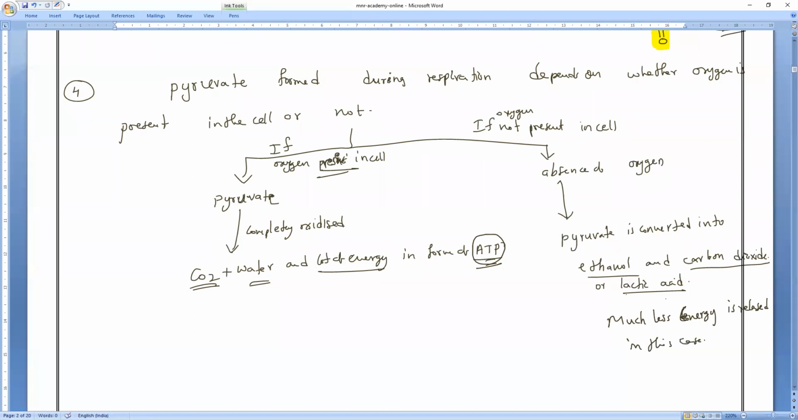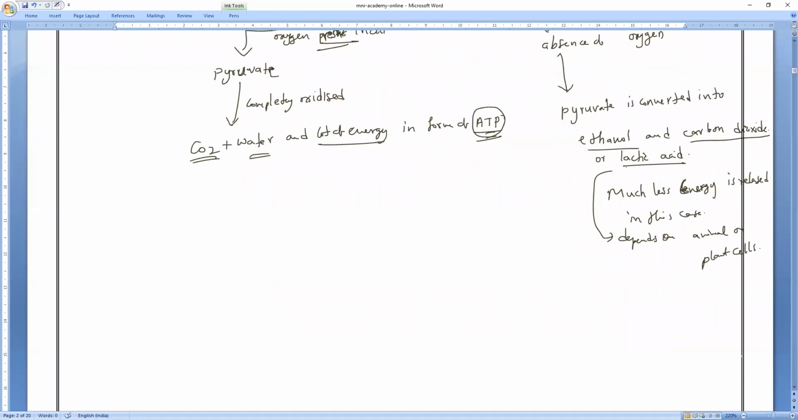Yes, sir. But remember, ethanol and carbon dioxide or lactic acid depends on what? Depends on animal or plant. Okay, we will decide. We will study that.